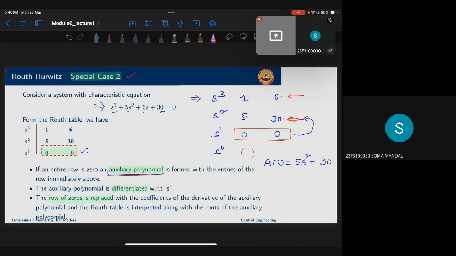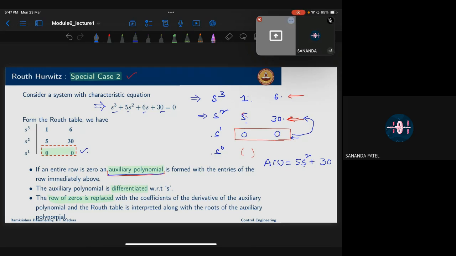So here we have to take only the even coefficients, right? No, not like that. This is the row where you have zeros. Take the just above row. If this row is s cube, you have to take s cube and 30s. That you have to check.